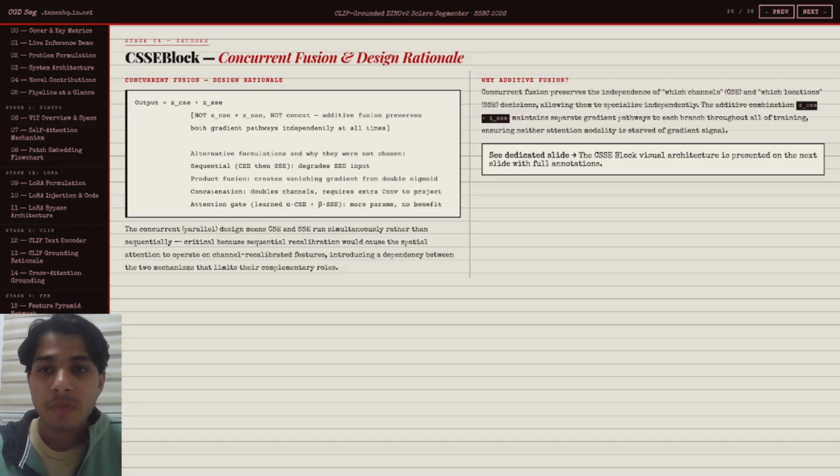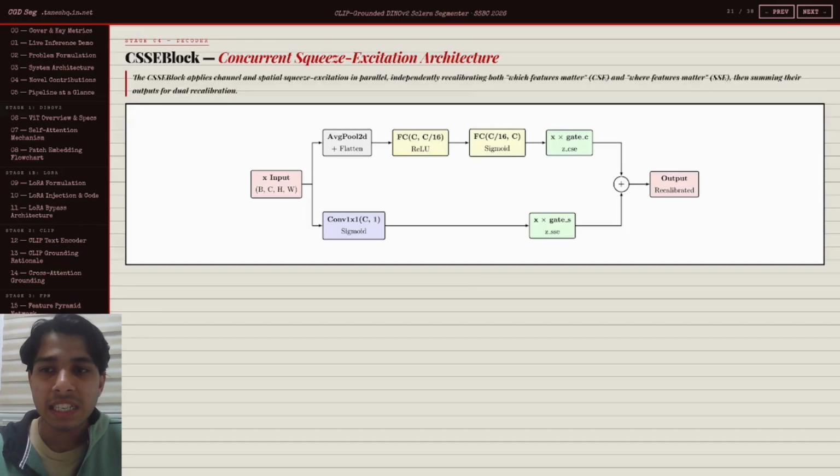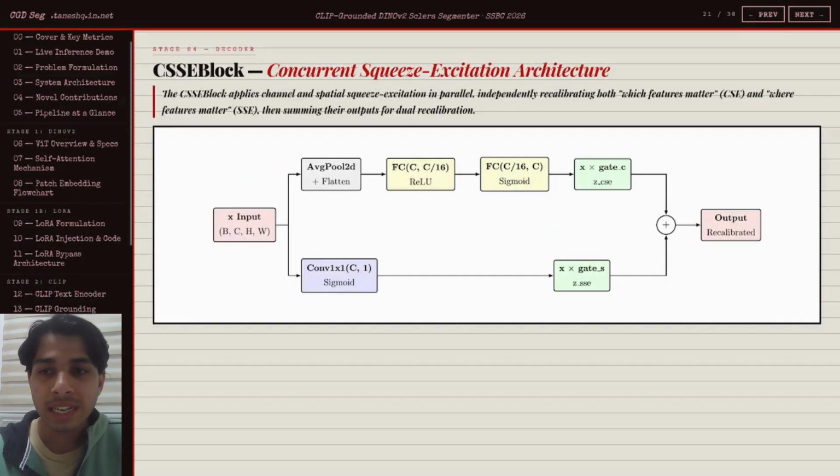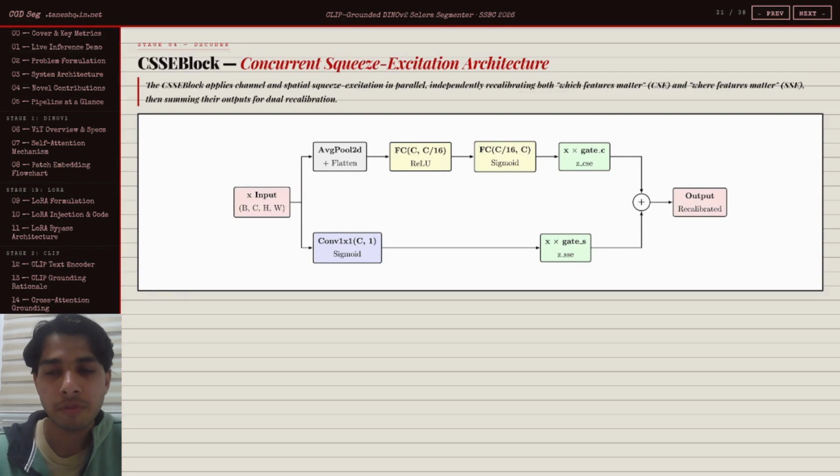This diagram makes the parallel structure immediately clear. Input goes into 2 branches simultaneously. Each branch produces a recalibrated version of the feature map, and those 2 outputs are summed. No information flows from one branch into the other, and they are genuinely independent until they meet at the addition.